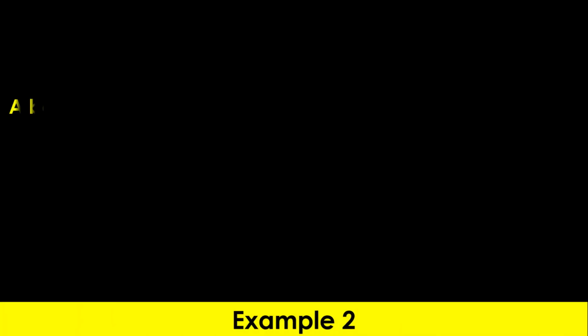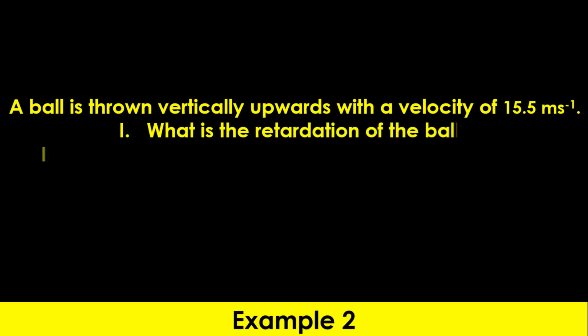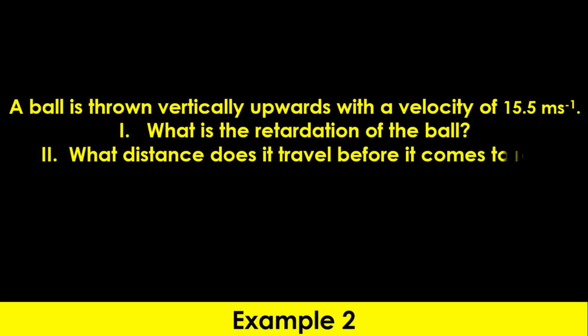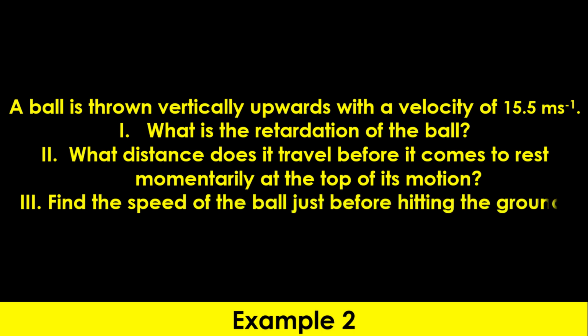Example 2. A ball is thrown vertically upwards with a velocity of 15.5 meters per second. 1. What is the retardation of the ball? 2. What distance does it travel before it comes to rest momentarily at the top of its motion? 3. Find the speed of the ball just before hitting the ground.